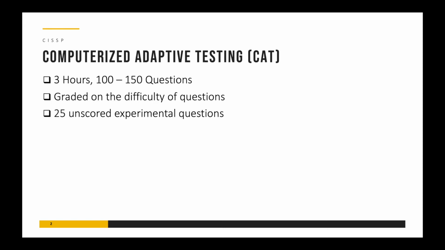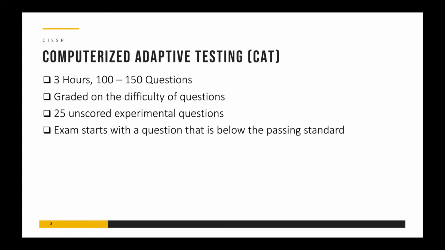Out of the 100 to 150 questions that you answer, there would be 25 unscored experimental questions. Now these questions are introduced by IC² so that they can be used in subsequent iterations of the CISSP exam. However, it is not your job to try to guess which are these questions. They'll be mixed within the normal scored ones. So you'll just have to treat each question as if it's a scored question.